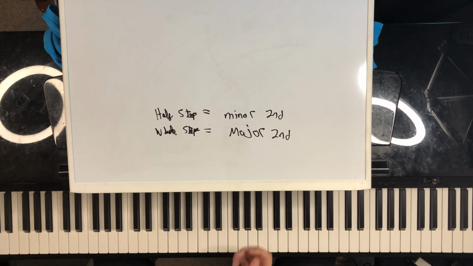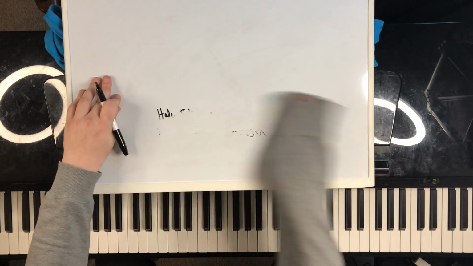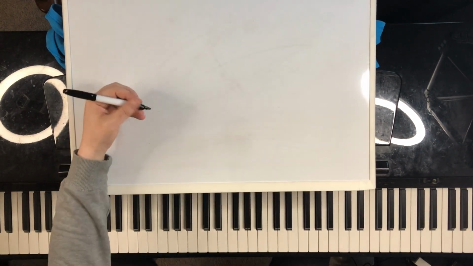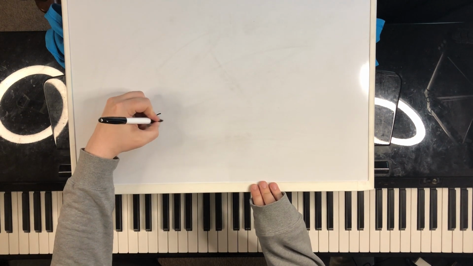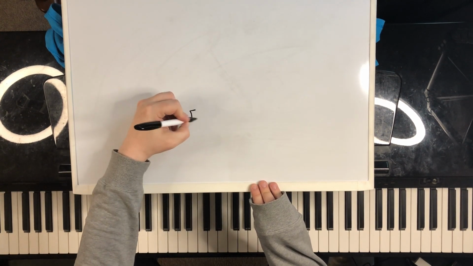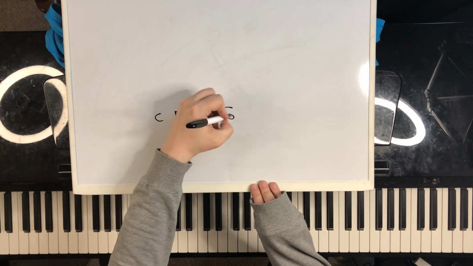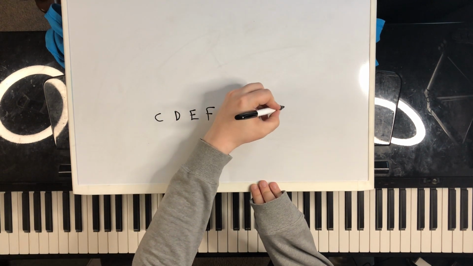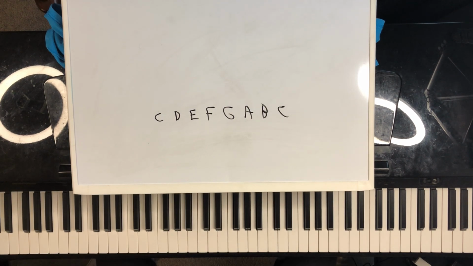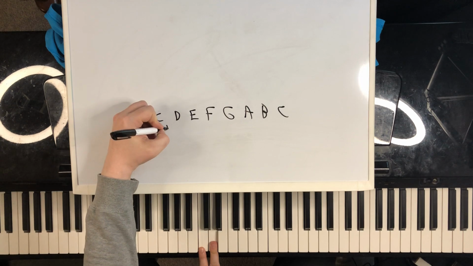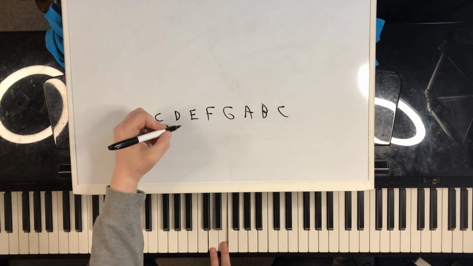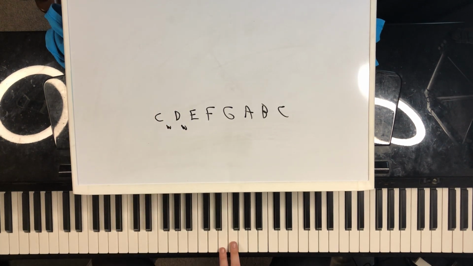So let's take our C major scale, for example. We already know the notes. It's C, D, E, F, G, A, B, C. But now what you can do is apply the step pattern and try to figure out the code that goes behind this. So C to D, let's check this out. It's a whole step because we skipped this note here. So that's whole. D to E is whole. E to F is a half step. We just talked about that.